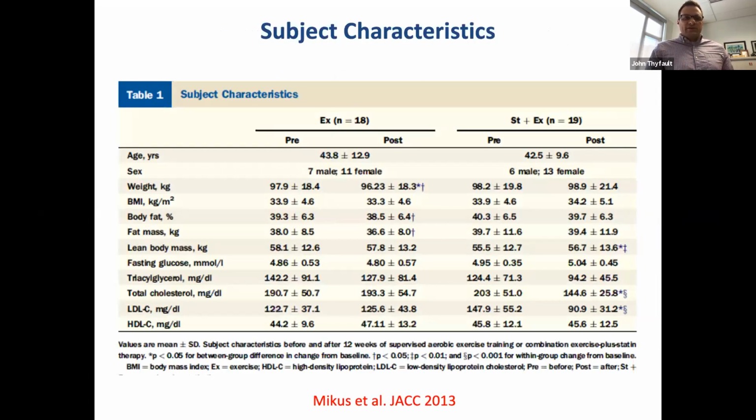This is the subject characteristics of the people we tested. There were 18 in the exercise only group and 19 in the statin plus exercise group. This was not a blinded study. This is before I knew how to do those kinds of studies. So everyone knew what they were on. We were trying to target people who probably should be on a statin but weren't on one yet.